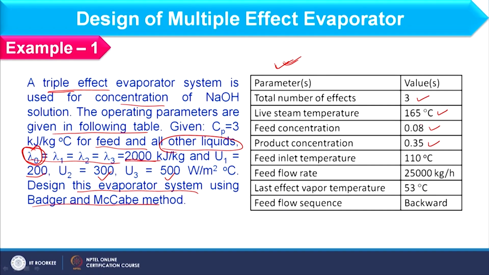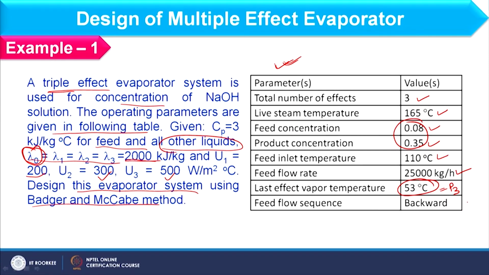So, we have to design the triple effect evaporator system to concentrate the feed from 8% to 35%. Feed inlet temperature is 110, feed flow rate 25,000 and last effect vapor temperature is equal to 53 degree Celsius, or you may be given here the pressure, that is P3, because the last effect is connected with the vacuum pump and that value is known to you.